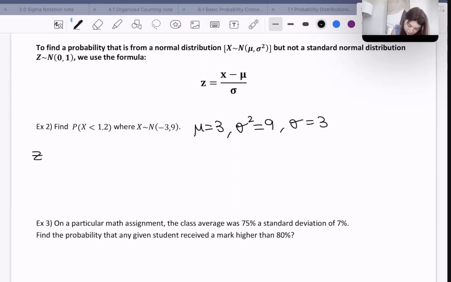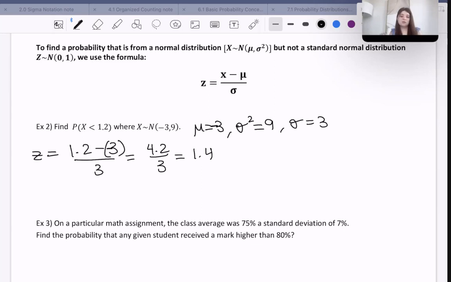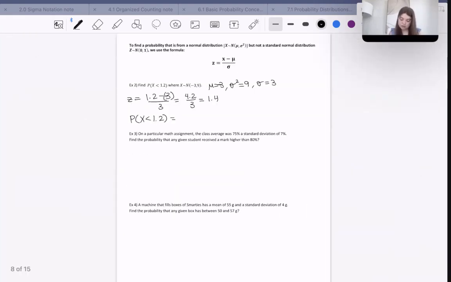So the z-score is going to be 1.2 minus 3 over 3. My apologies, this would be 1.2 minus negative 3, which would be plus 3. This is going to be 4.2 over 3, which is 1.4. So if the z-score is 1.4, then what is the probability that x is less than 1.2? Well, we need to find the probability for the z-score of 1.4 to do that.